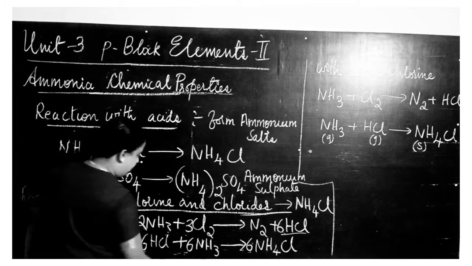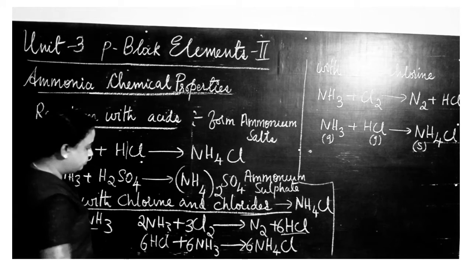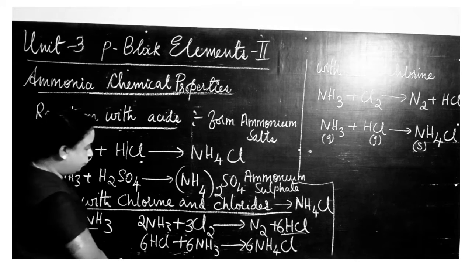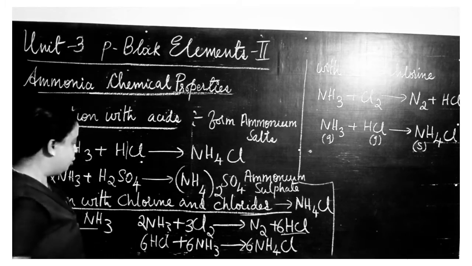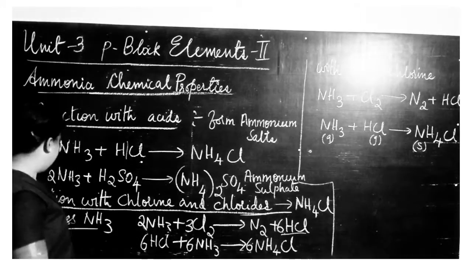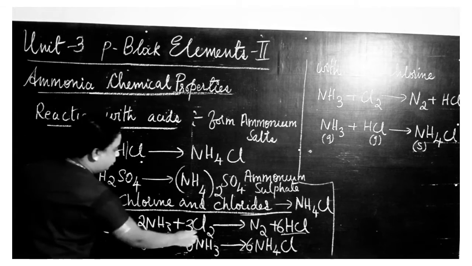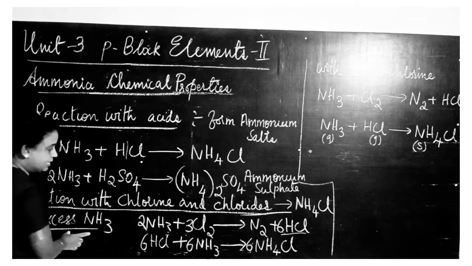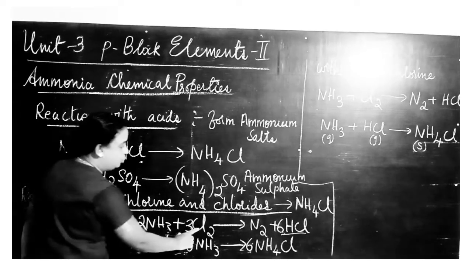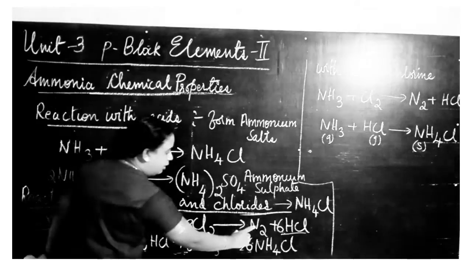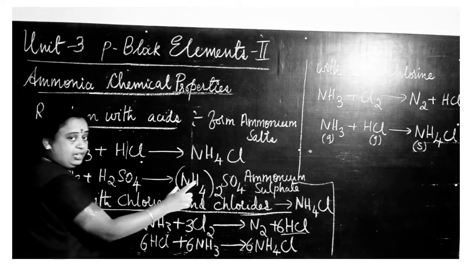Nitrogen, 6 nitrogen, and here 6 is 18 hydrogen, 18 plus 6, 24. 24 hydrogen here also 24 hydrogen. So it's balanced. So here in these two reactions, ammonia reacts with chlorine, Cl2. Here excess ammonia we are taking in this reaction, Cl2. Okay, so ammonia is combining with Cl2 to form dinitrogen and along with that HCl. Okay, 6 HCl is obtained here.